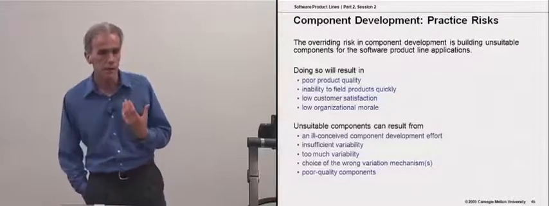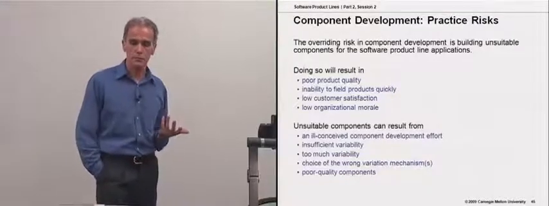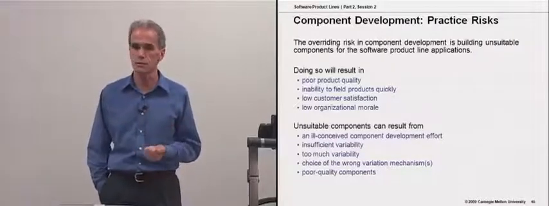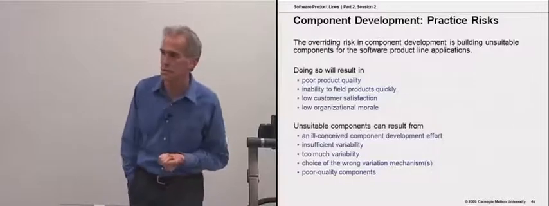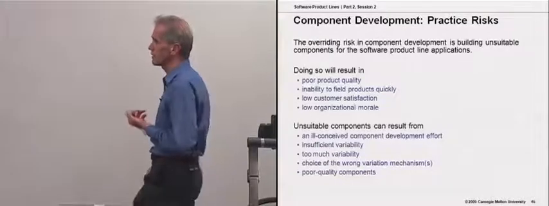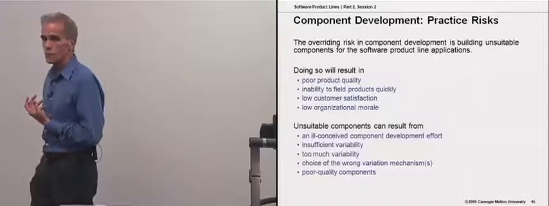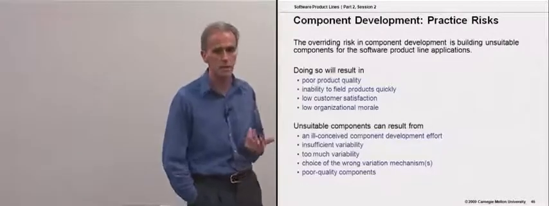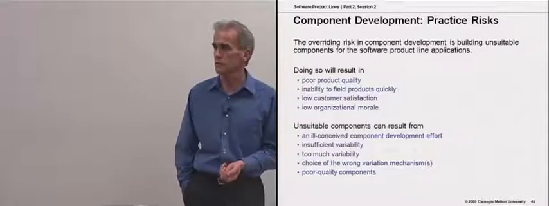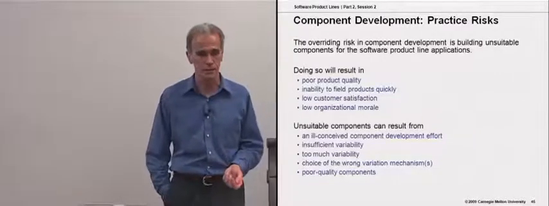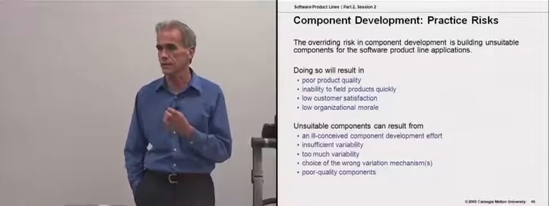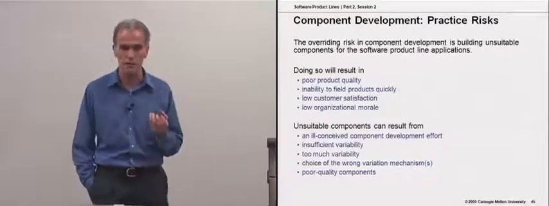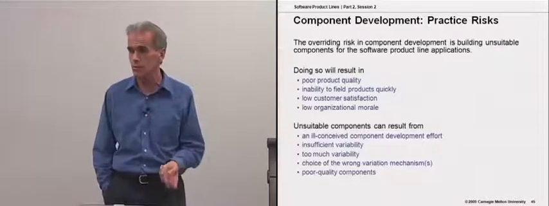But the risk in all of this, the biggest one, is that the components that you produce are not suitable for reuse across the product line. And in fact, the worst thing you can do in core asset development is hand off buggy software components to product development. You need to make sure that what gets handed off from core asset development to product development is of high quality from the get-go.